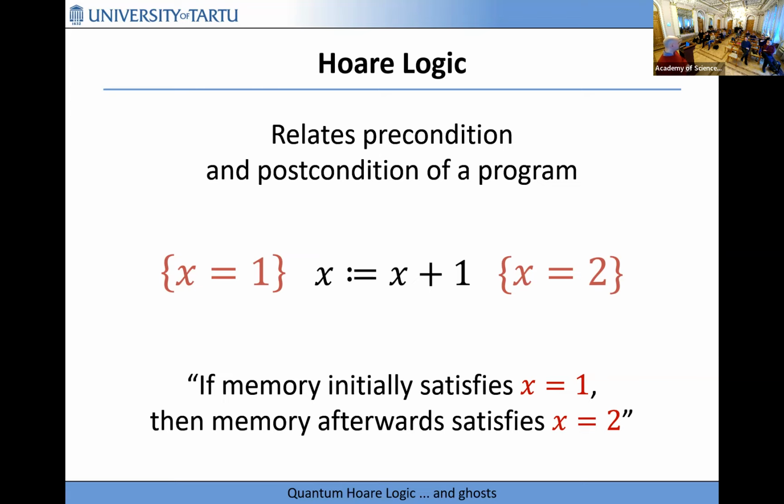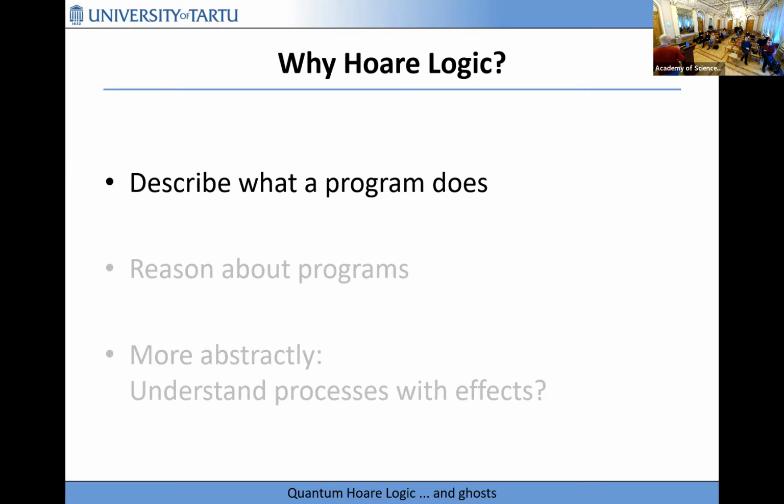So here it says the precondition is x equal 1. And then if I run the program that sets x to x plus 1, so increases x, then after I run this program, x is 2. This is not a very surprising fact, but just to illustrate how one expresses things about programs in Hoare logic. So more precisely speaking, it would be: if the memory of the computer satisfies that x equals 1 before running the program, then it satisfies x equal 2 after running the program. And of course, the program in the middle could be something very complex, and the conditions on the sides could also be something very complex.